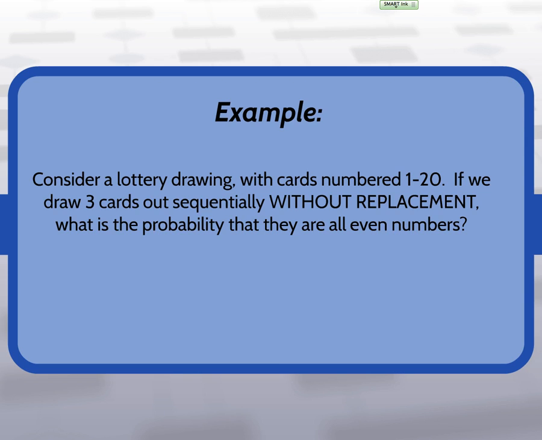How are we doing? So there's 20 cards total, 1 through 20. So I start out with 20. Seeing mostly good answers when I walk around. How many of them are even? 10, half of them. And if that doesn't come to you intuitively, I mean you could be like 2, 4, 6, 8, like that's fine.